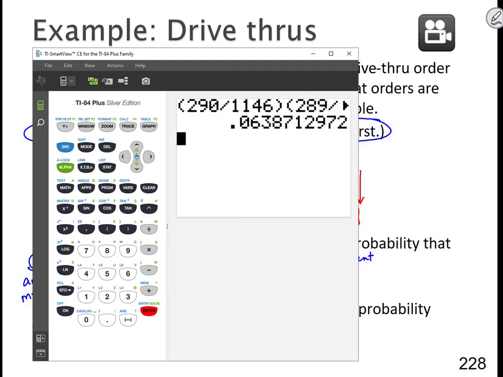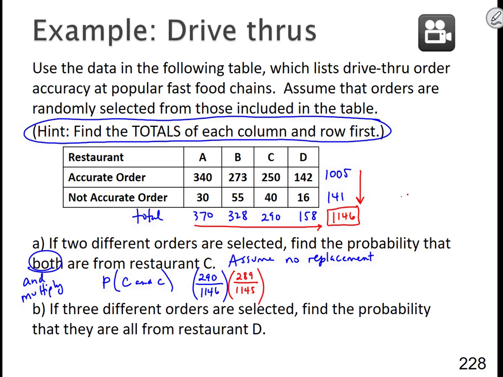And obviously, you're going to want to put this in your calculator. For those of you that don't have the fraction buttons, I've already typed it in: 290 divided by 1146, use your parentheses, 289 divided by 1145, and we get 0.0638. So usually we round these to 3 decimal places, 0.064.